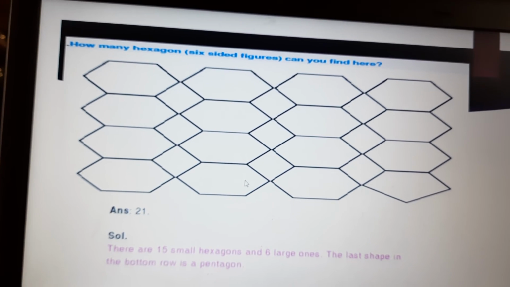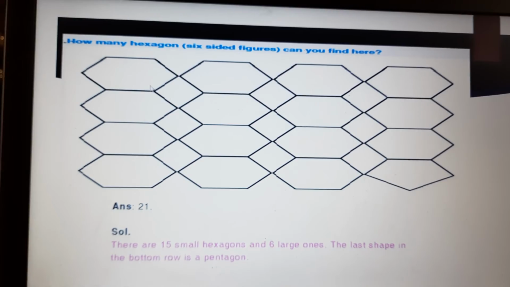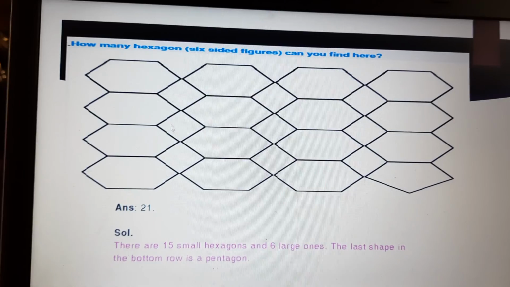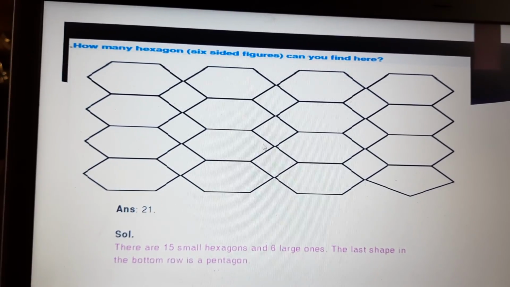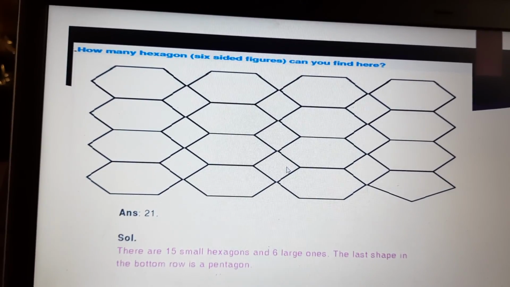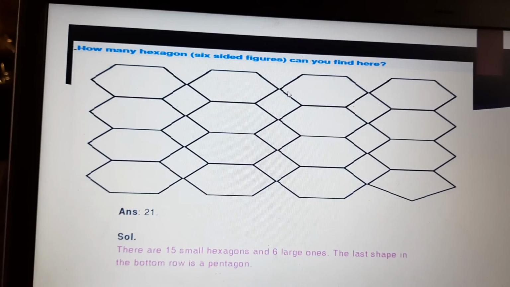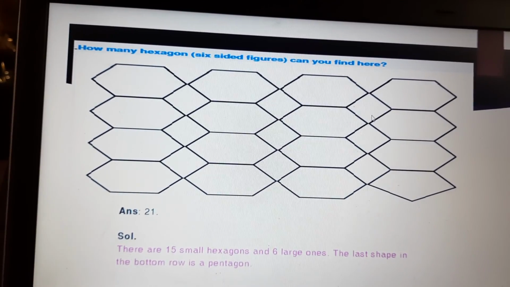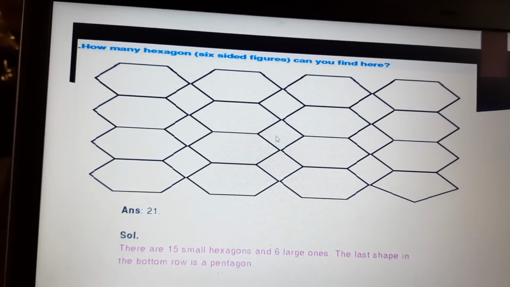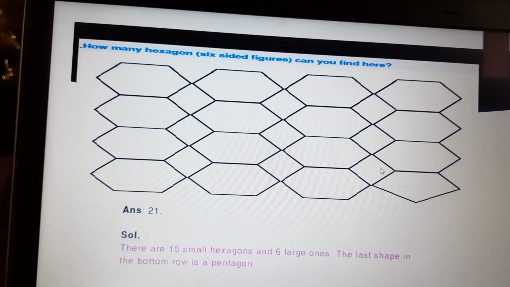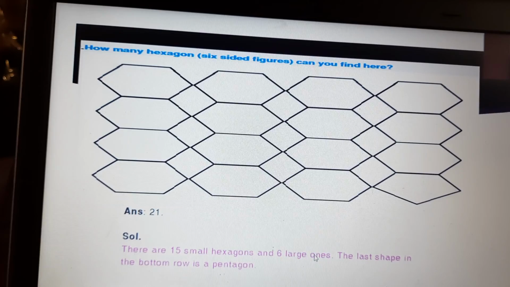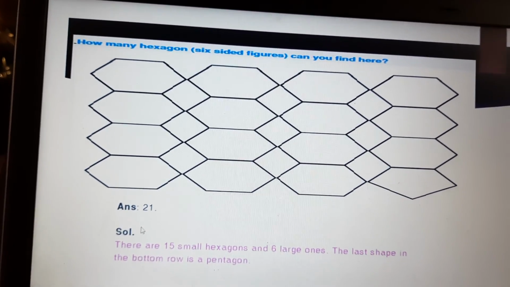Let's see the large hexagons. So if you see here, this is our first large hexagon and this is our second large hexagon, and this is our third large hexagon. Similarly we have here, this is our fourth large hexagon and this is our fifth large hexagon, and finally this is our sixth large hexagon. So totally 15 small hexagons and 6 large hexagons. It becomes 21.